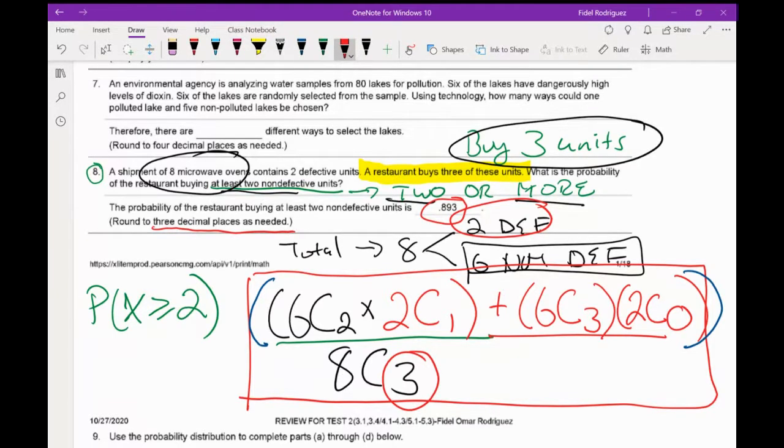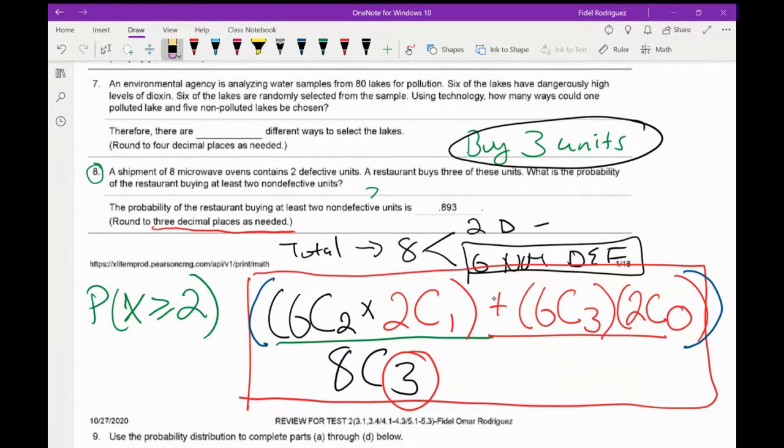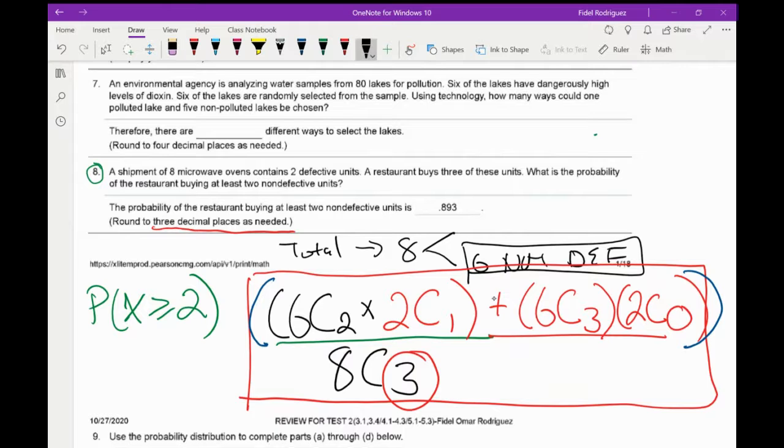So guys, before I go on, I want to emphasize a couple of things here. I'm going to erase a little bit of this stuff right here just so that we get an understanding of what was happening. In the problem, it said we had 8, 2 of them were defective. So if 2 are defective, that means that 6 are non-defective. And we were going to buy 3. And we're looking for the probability of getting at least 2 that were non-defective.